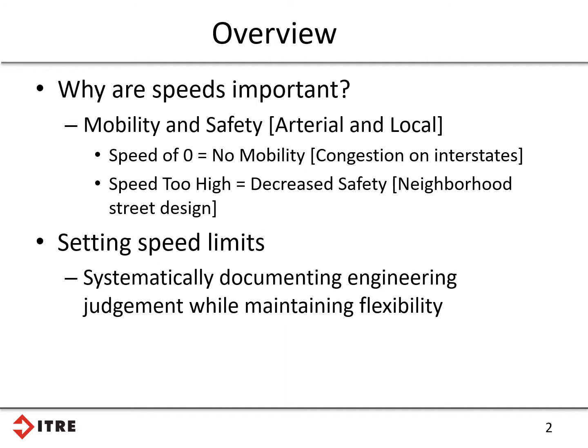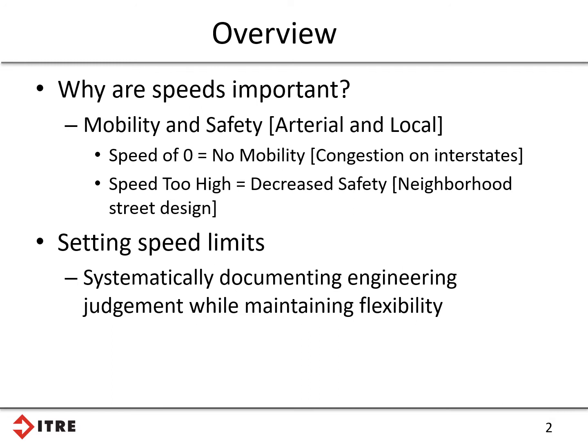When we look at speeds, there are competing objectives when we look at mobility and we look at safety. On the arterial roadway side of things, where mobility is the focus, we're really looking for higher speeds, higher mobility. The complaints you may get are when there are no speeds, or the speed of zero, meaning there's no mobility, and we see that when there's congestion on interstates and higher order arterials.